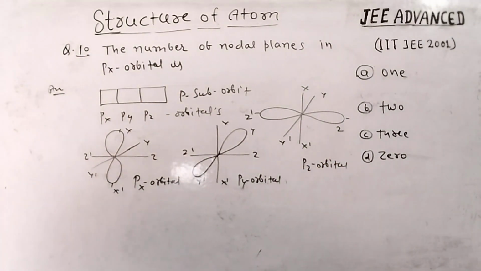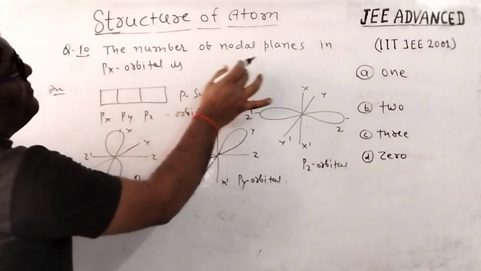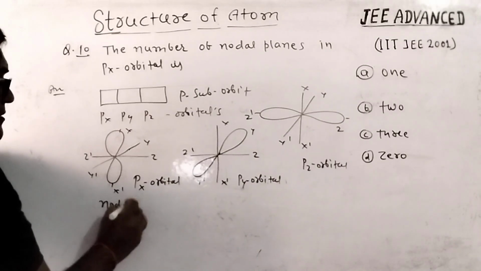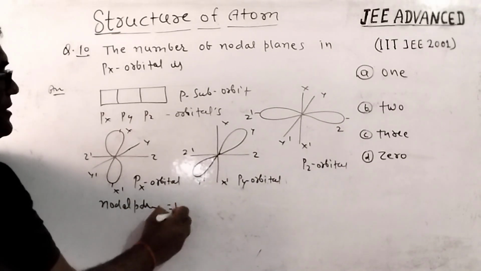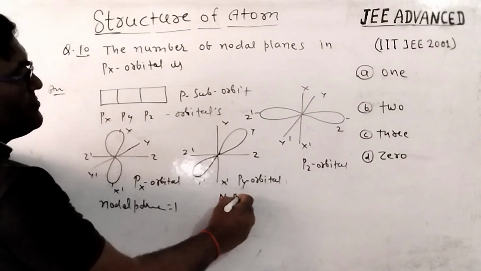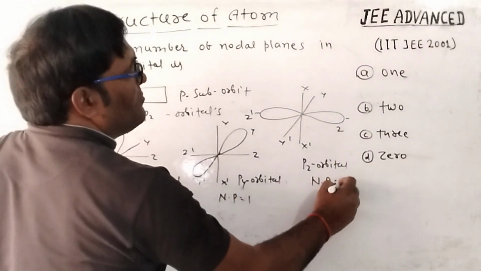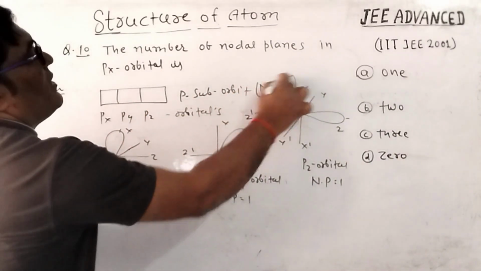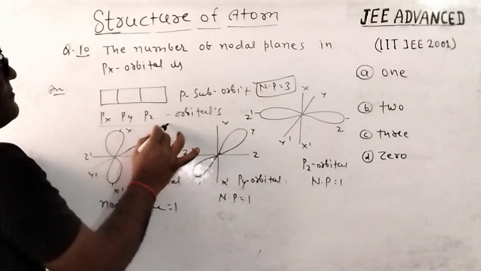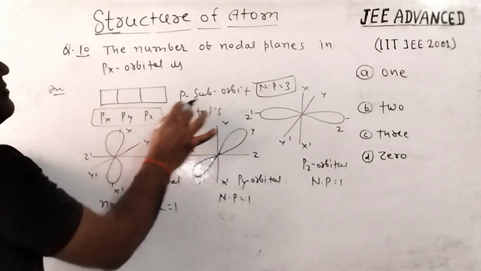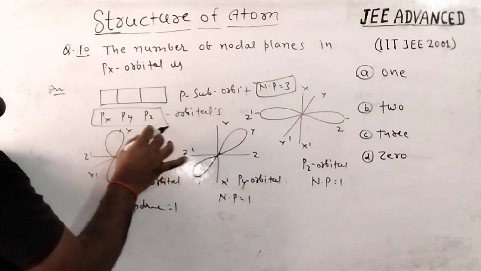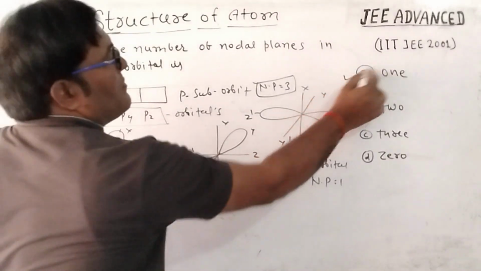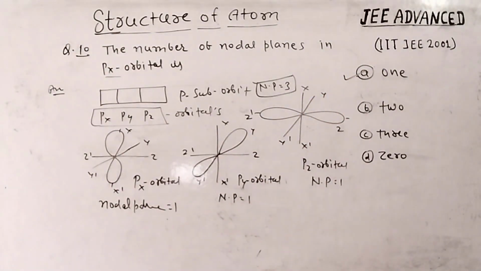Now according to question, the number of nodal planes in px, only for px, nodal plane is 1. Here nodal plane is also 1. Here nodal plane is also 1. So total nodal plane in p suborbit is equal to 3, that is 1 plus 1 plus 1, 3. But in case of px, only one nodal plane. So option 1 is correct. You can take the screenshot now.